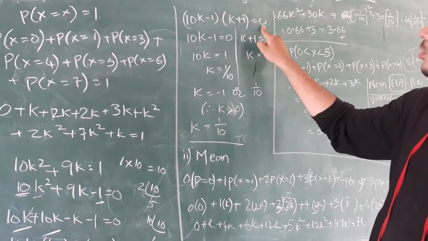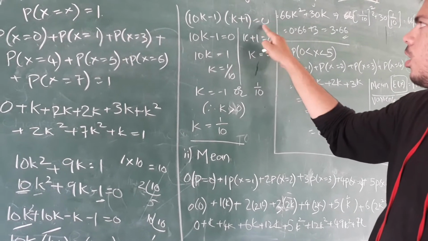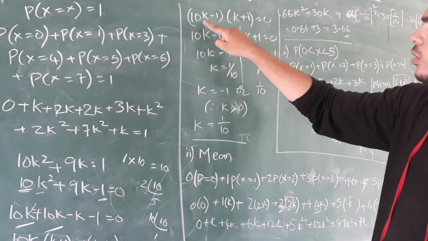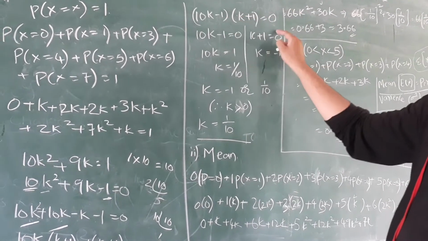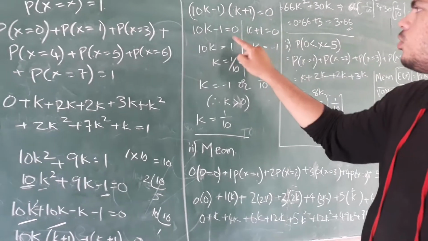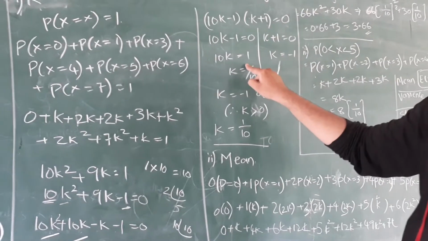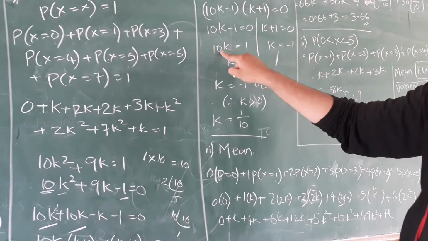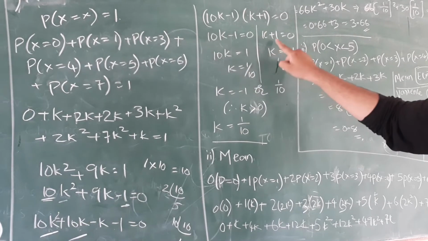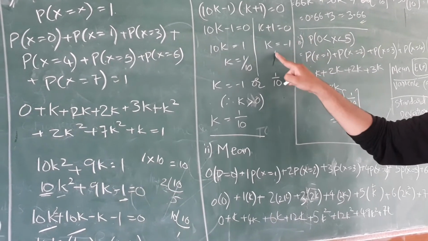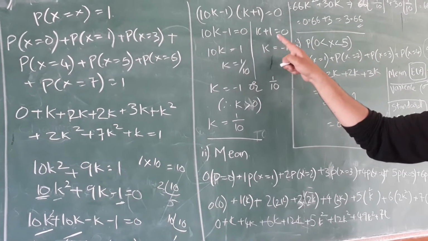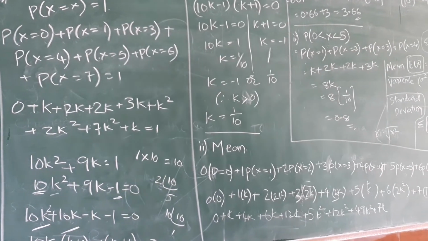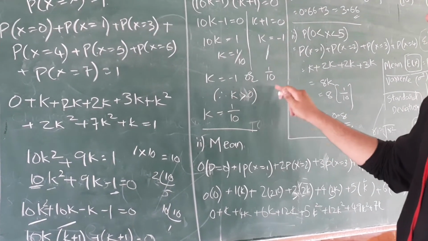10k minus 1 is equal to 0 if we send this in the denominator, or k plus 1 is equal to 0 if this we send in the denominator. So 10k is equal to minus 1, if you send minus 1 there, plus 1, k is equal to 1 by 10 if you send 10 in the denominator. The same way k plus 1 is equal to 0, k is equal to minus 1 if we send 1 at RHS side. So k is minus 1 or 1 by 10.